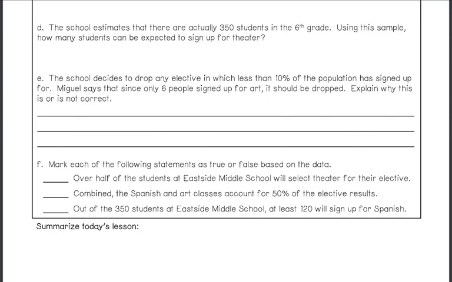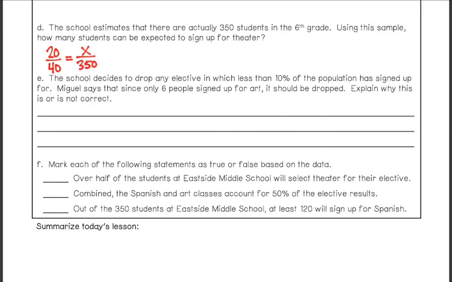The school estimates that there are actually 350 students in the 6th grade. Using this sample, how many students can be expected to sign up for theater? Now, if we go back to the previous one, theater had 20 students, and that's out of 40 total. Since we have 20 out of 40, we want to know how many total students are going to sign up for theater in our population.